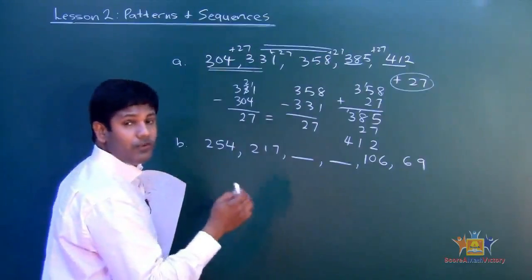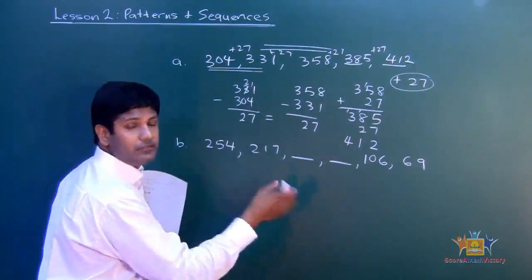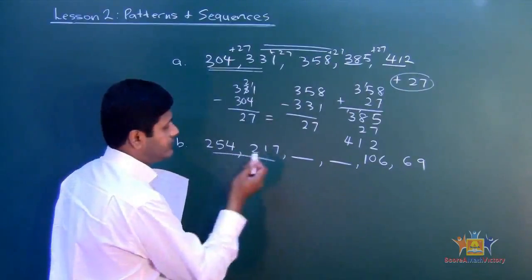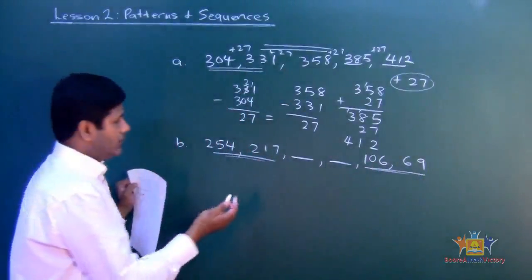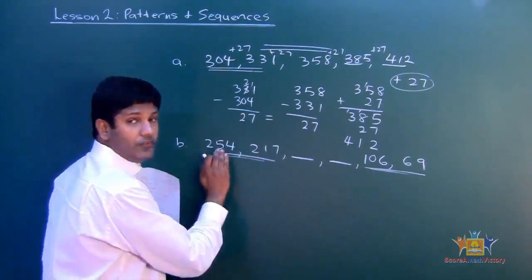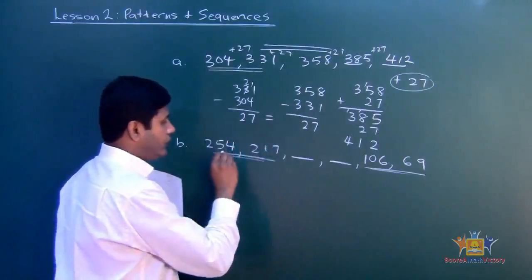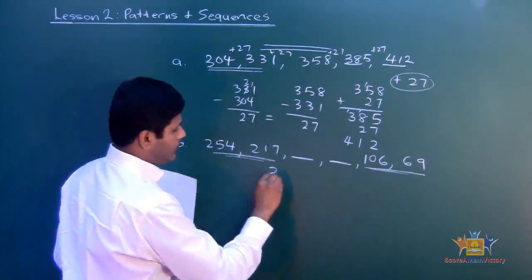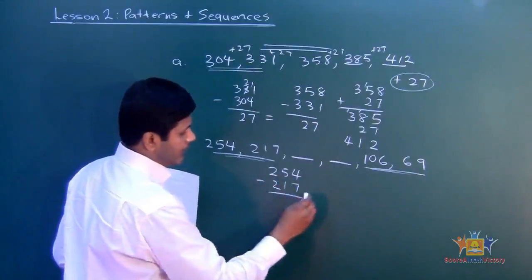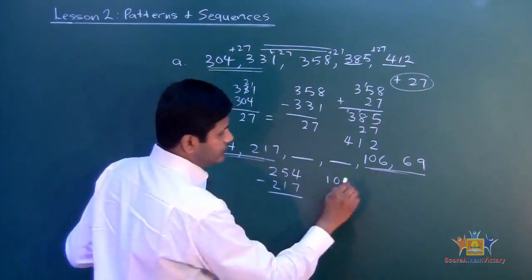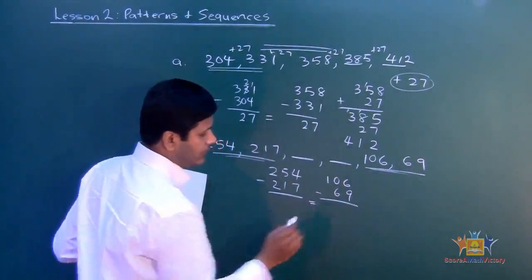Now we find two sets with two numbers in each. This is one set and this is another set. So now we've found two sets. What we do is take the difference of the first number with the second number. For subtraction, you take the first number, subtract the second number. So we take 254 minus 217, and that should equal 106 minus 69. First number subtract the second number, and they both have to be equal.